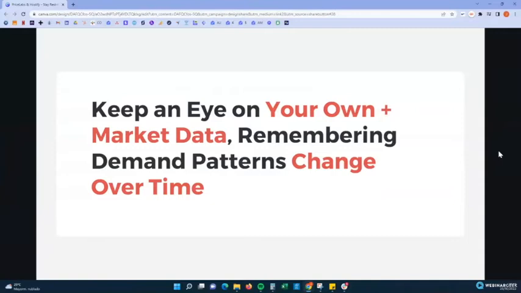Keep an eye on your own data plus market data. Don't look only at yours, because yours will only show your strategy, but it will not show how the market behaves. It will show the stay restrictions that you actually have. And remember that demand patterns change over time. If you see a demand pattern happening now, it doesn't mean that next year will be the same. COVID showed us this much more aggressively than previous years. After COVID, the booking window changed a lot in a lot of markets. So it's very important that you understand that it changes over time. It's not static. We can jump to the next one.